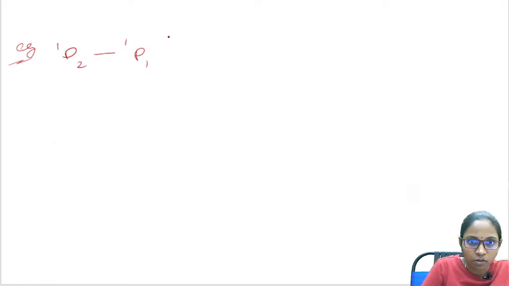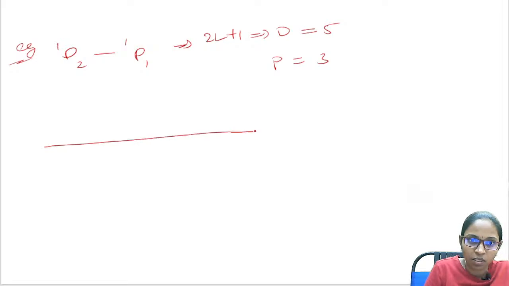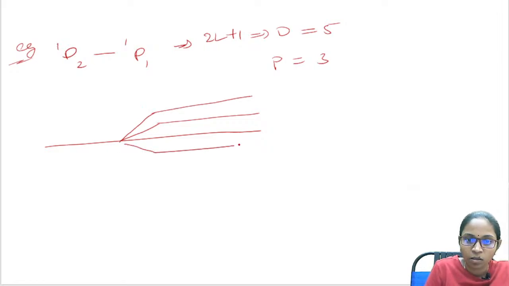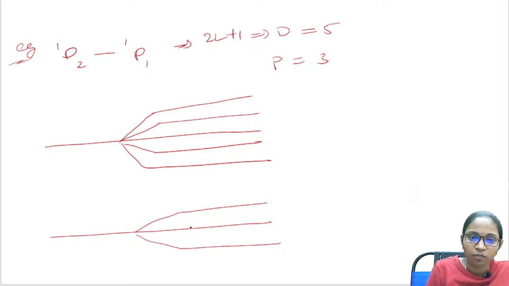Okay, so as we know that the number of splittings will be 2l plus 1. Therefore, for D level, the number of splittings will be 5. For P level, the number of splittings will be 3. So I am considering the D level, and drawing the number of splittings, 5 splittings. D level is split into 5, and P level is split into 3 levels. And this is D, this is P.